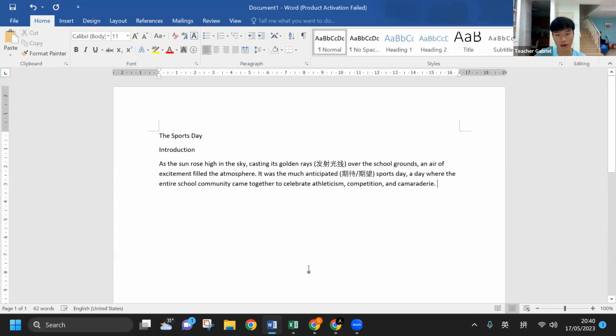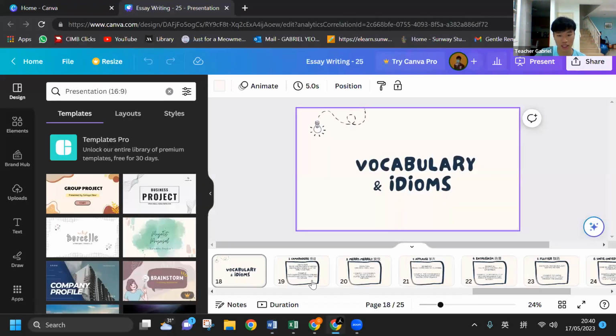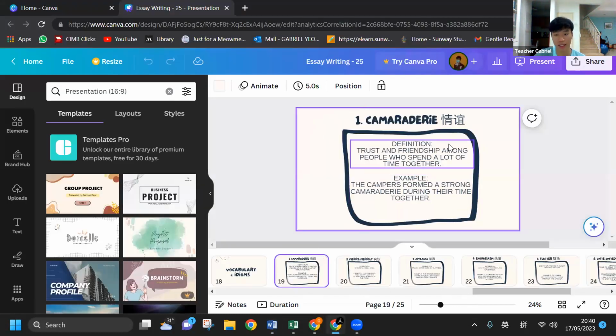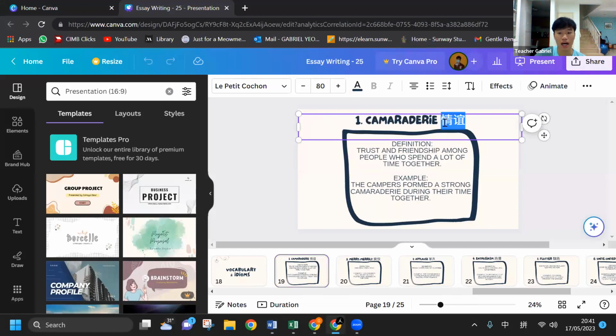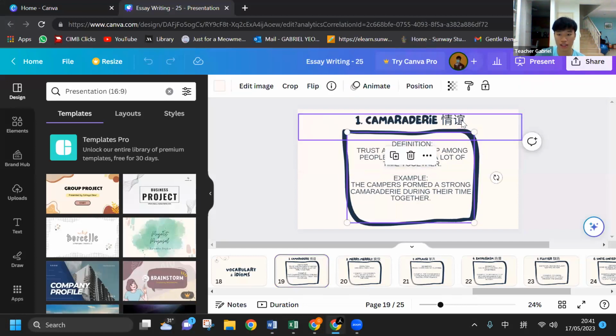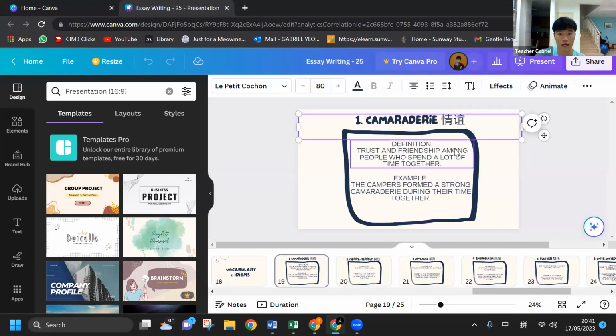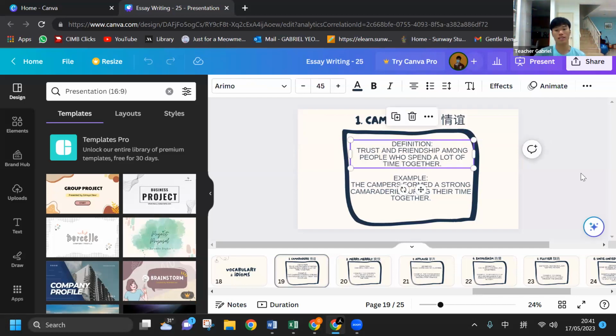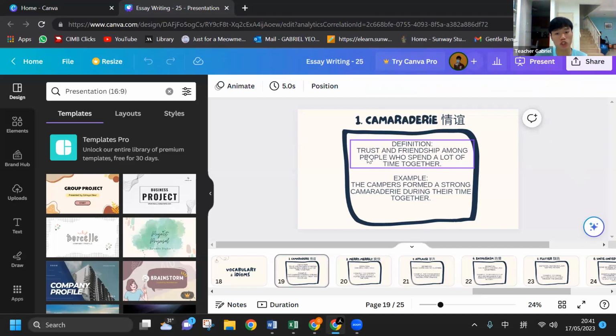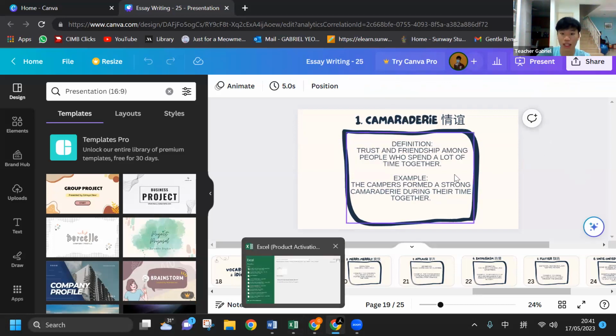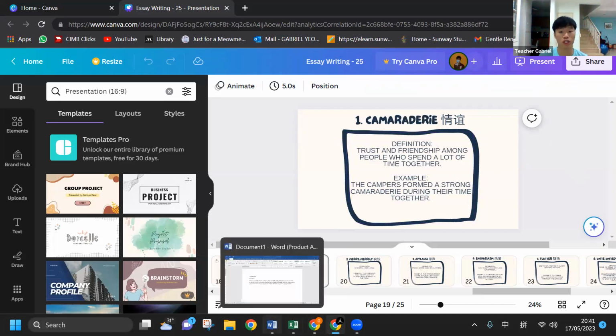Okay, 什么是 camaraderie? I have included this in my vocab and idioms today. 这个是情谊, I think 情谊 is it? Yeah, I think this is 情谊 or something. So what does this mean in English? Means trust and friendship among people who spend a lot of time together. You and your friends in school, you all spend a lot of time together in school, right? So you also build trust and friendship.